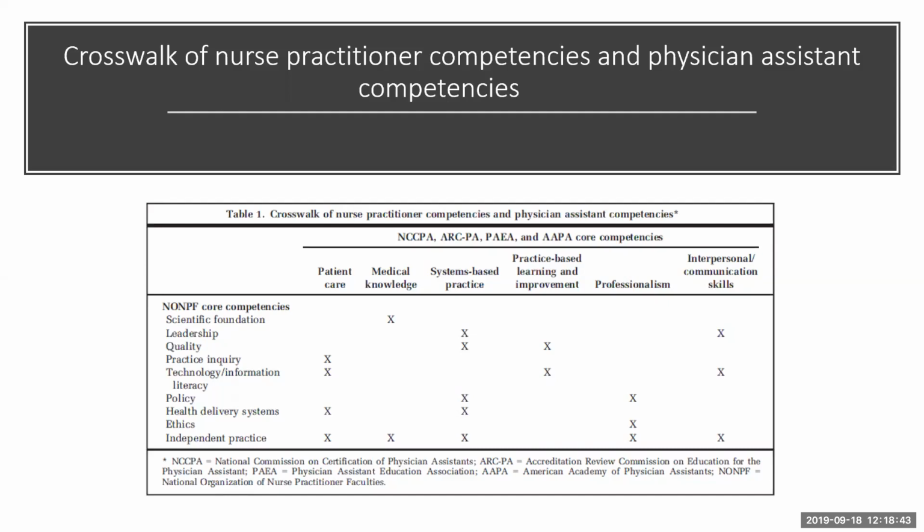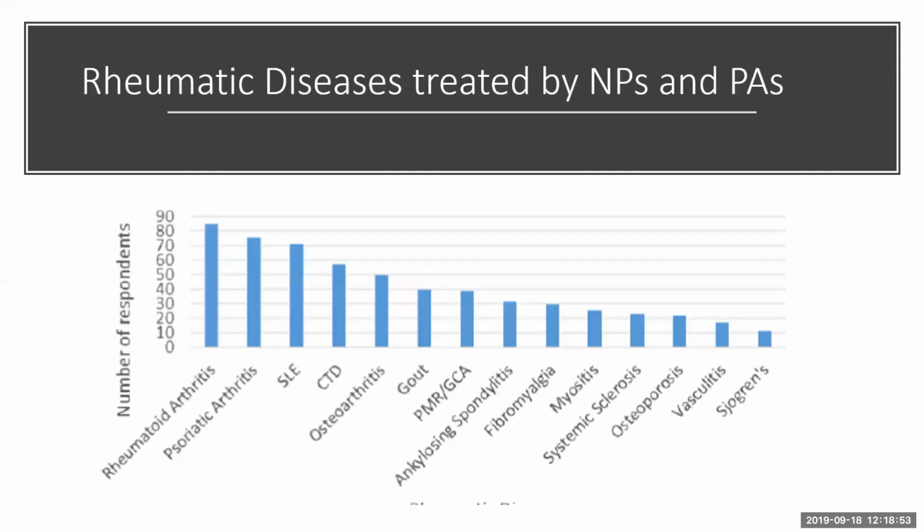So we looked at these competencies that had been established by the profession and developed a structure for the curriculum based on that. We also completed a needs assessment survey of currently practicing NPs and PAs in varying stages of their career. One of the elements we learned was the conditions that NPs and PAs treat in practice. You really see this is a wide-reaching group of rheumatic conditions, including, of course, osteoarthritis, and this was therefore included in the curriculum.